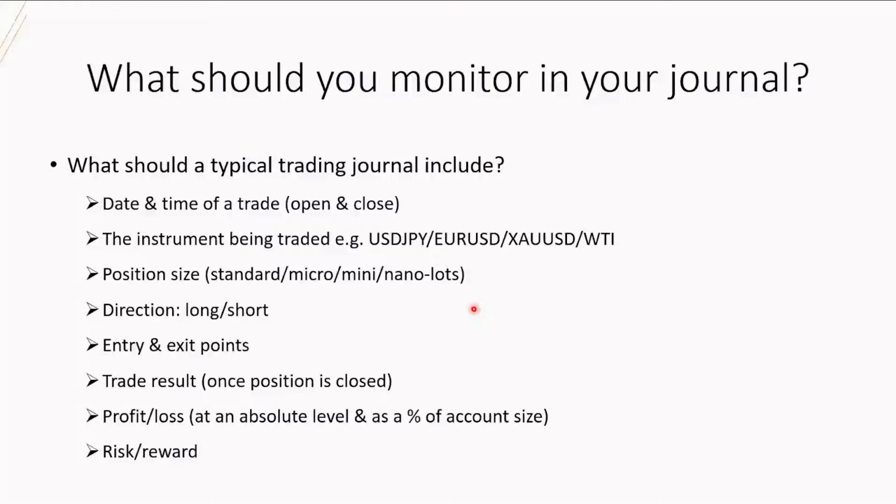Okay. The next item that you would have to include would be position size. Right now, what is position size? This is the type of contract that you are trading. It could be the standard contract, the micro, the mini, or the nano lots, right? Depending on your preference. Okay, and also, of course, not only your preference, it also depends on your account size, right?